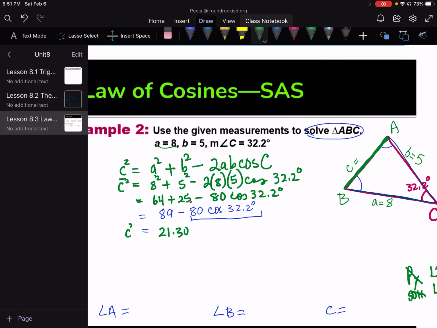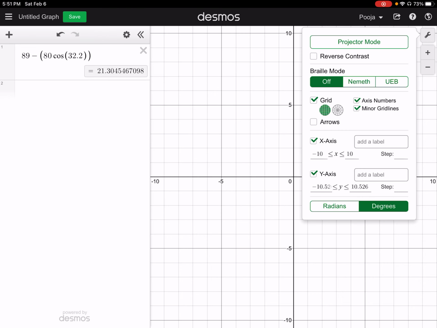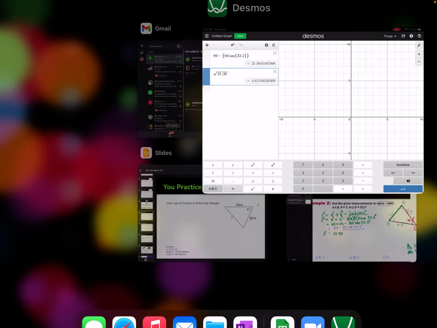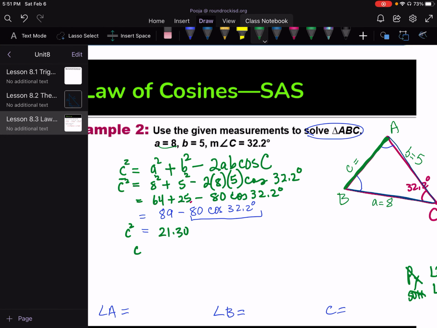21.30, and that does not equal C. That's actually C squared, so I'll have to go back and square root. Turns out to be 4.62. And as you can see, I have finally figured out side C. Of the three things, we have figured out one, right?